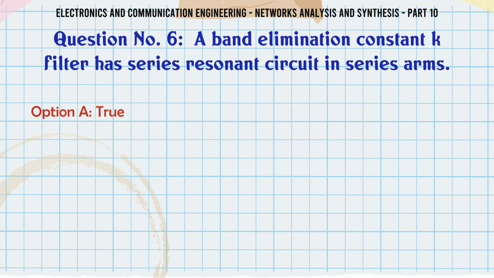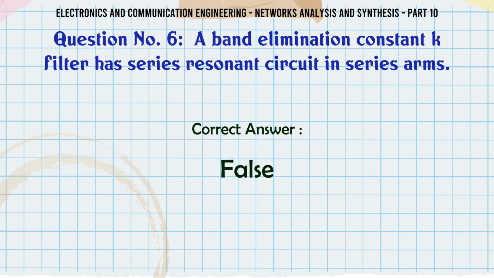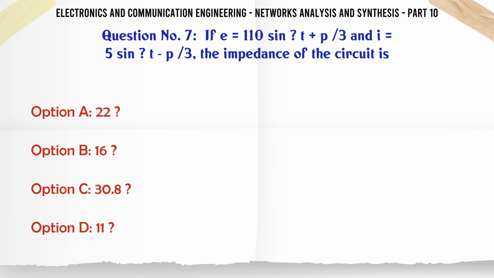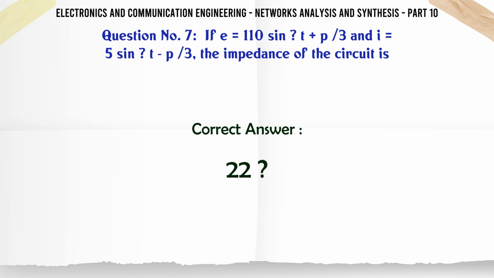A band elimination constant K filter has a series resonant circuit in series arms. A true, B false, C, D. The correct answer is false. If E is 110 and I is 5, the impedance of the circuit is A 22, B 16, C 30.8, D 11. The correct answer is 22.